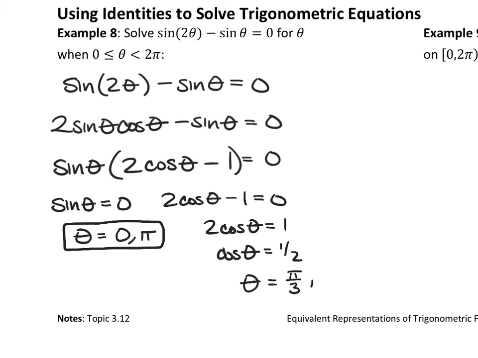Let me rephrase. What other quadrant? Because that's quadrant 1. Where else is cosine positive? Quadrant 4. So what's the quadrant 4 version of pi over 3? 5 pi over 3.